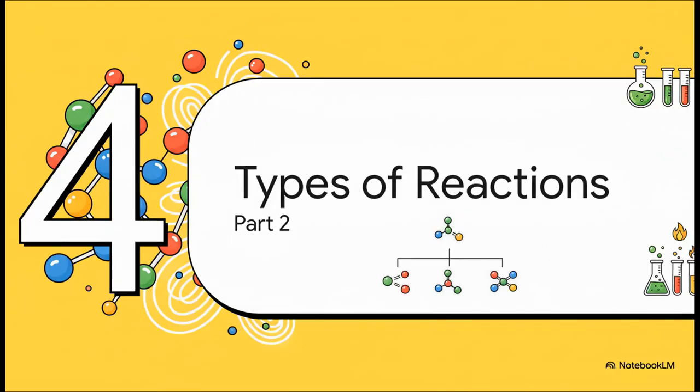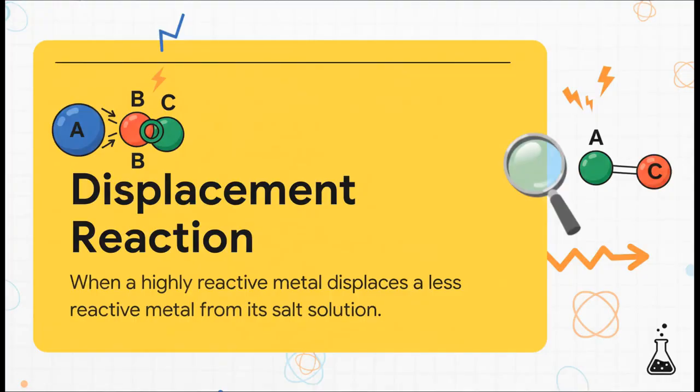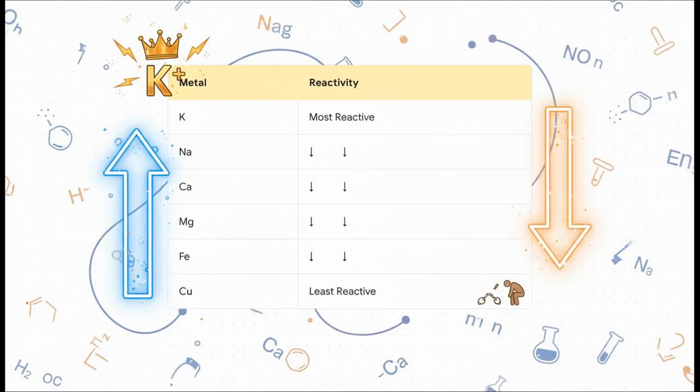Pretty cool, huh? But wait, there's more. The reaction family is even bigger. So let's meet a couple more members. Next, we have the displacement reaction. This is where a more powerful, or what we call a more reactive element, comes along and kicks a less reactive element out of its spot. So you see here, A is the stronger one. So it pushes B out of the way and makes a new compound with C. So how do we know which element is more powerful? Well, chemists have a list for that. It's called the reactivity series. Basically, any metal higher up on this list can displace any metal below it. So potassium, up at the top, is the boss. It can kick pretty much everyone else out.